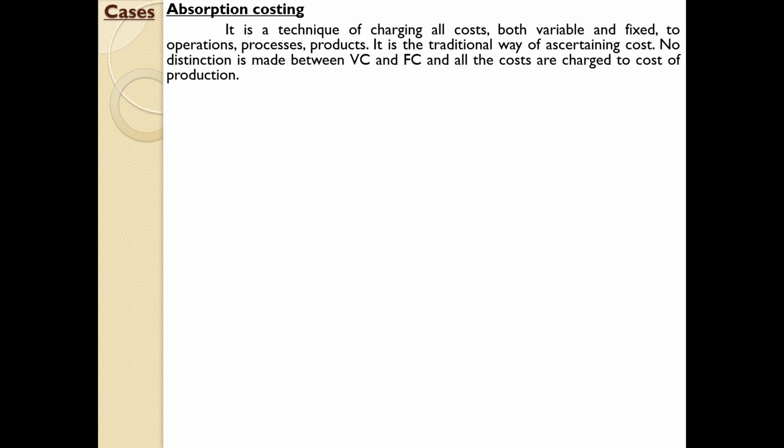Next one, absorption costing. It is an important concept in costing, and it has to be considered while studying marginal costing, because absorption costing is a technique of charging all costs irrespective of their nature, such as variable cost, fixed cost, semi-variable cost, and all types of costs while computing the total cost of production. It is a traditional way of ascertaining the cost. No distinction is made between variable cost, fixed cost, and semi-variable cost, and all costs are charged to the cost of production. Since it considers all items of cost, it is known as full costing.